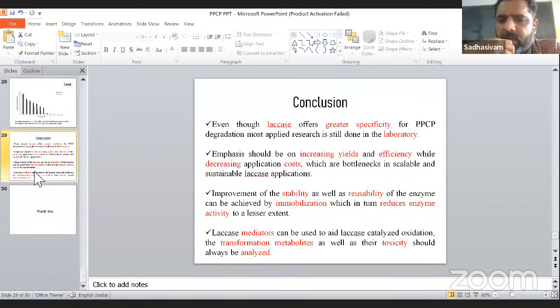In some cases they use mediators. They help to achieve faster degradation, and in such cases, the toxicity should be completely studied before it goes for commercial applications. So these are some of the advantages and disadvantages of the system which I discussed with you today. So thank you.